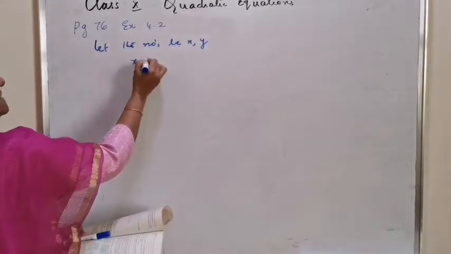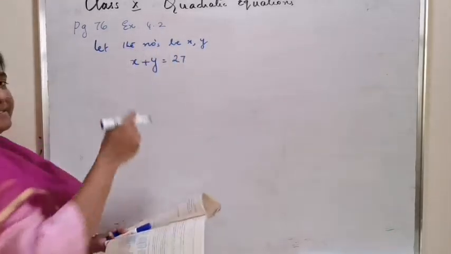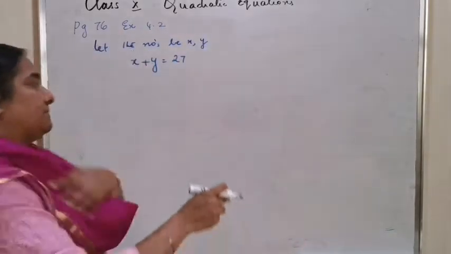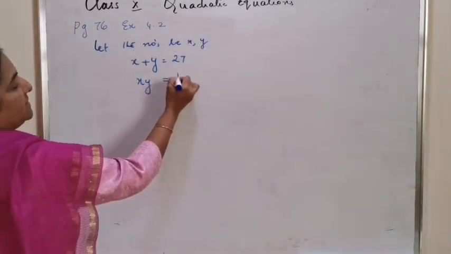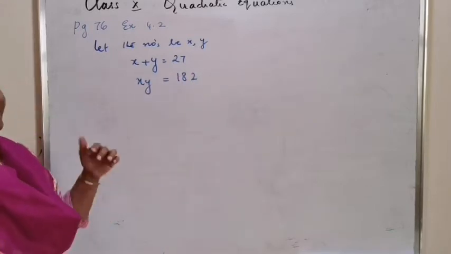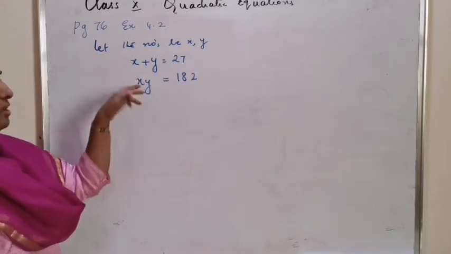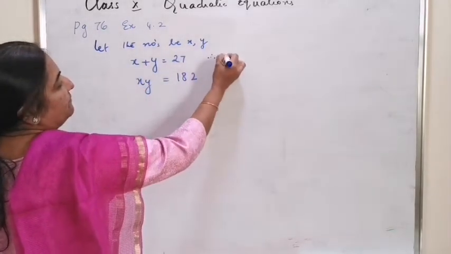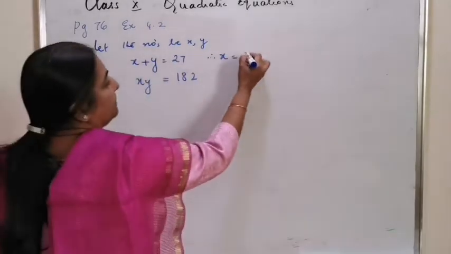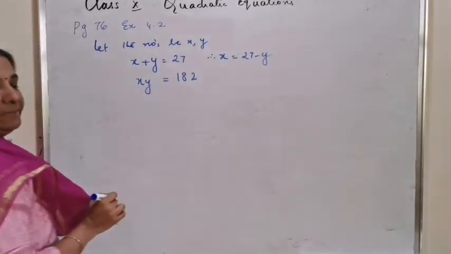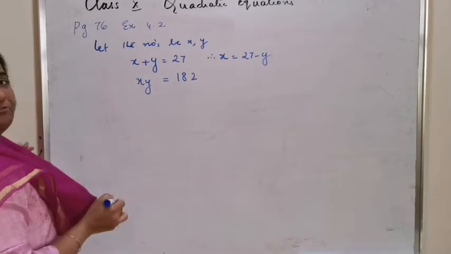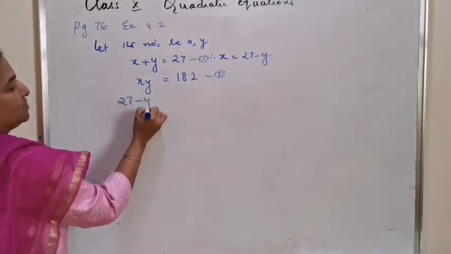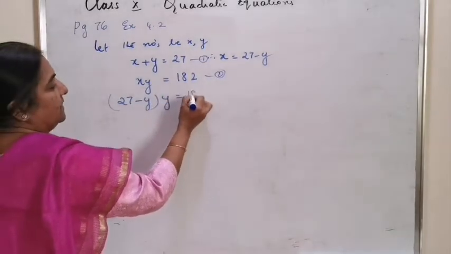That means x plus y is equal to 27 and whose product is 182. That means x into y is equal to 182. Now to solve this equation we need the value of one variable, that is from here x is equal to 27 minus y. You can substitute the value of x in the second equation. So 27 minus y into y is equal to 182.